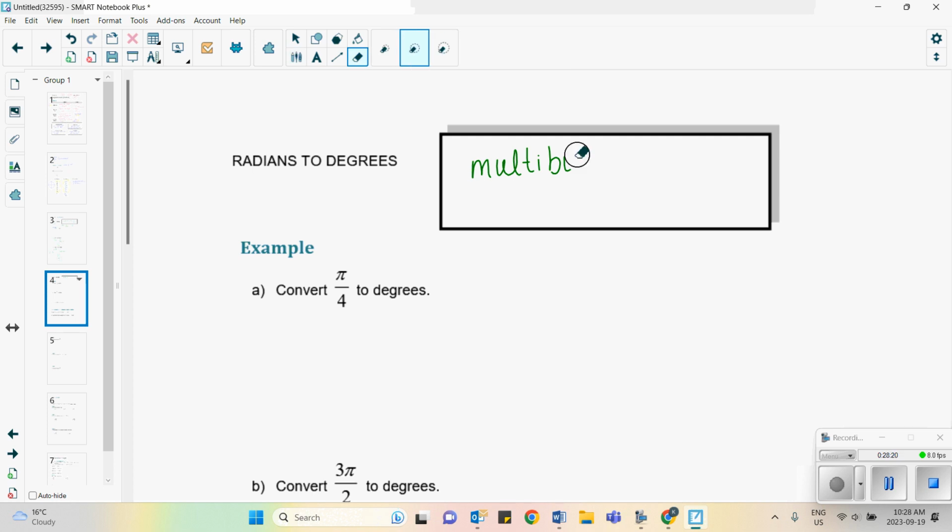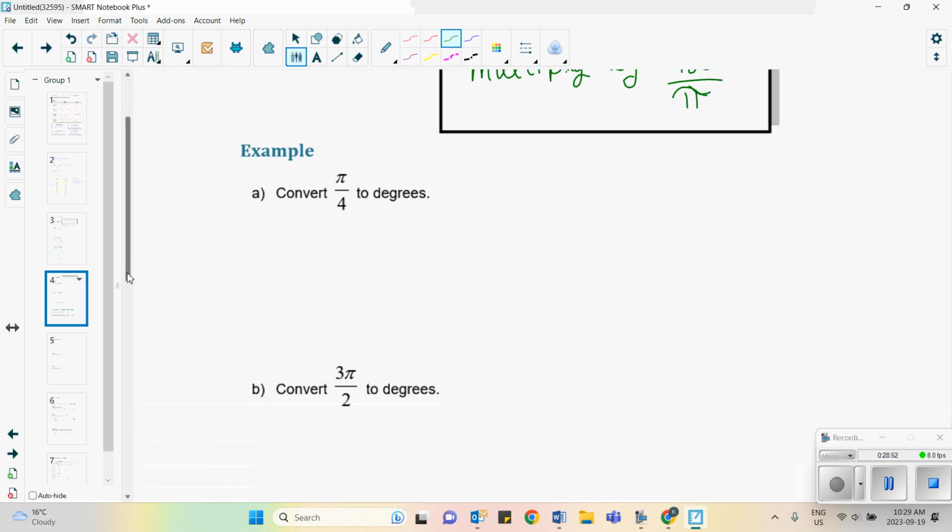I've mixed multiply and by all of the things. What's the reciprocal? 180 over 5. Okay, so we're going to multiply by 180 over 5. And I remember this because radians usually have pi's in them, and we want to get rid of the pi, so we're going to divide by pi. That's how I remember the conversion.